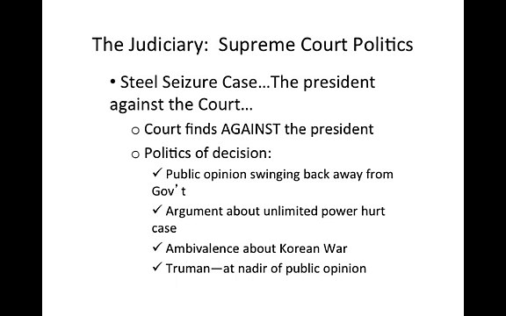Just for example, public opinion had moved sharply against the war and against Truman for pursuing this war. The administration's initial argument that the president was not limited by the Constitution really troubled a lot of Americans. And the Truman administration itself was faring pretty poorly in terms of public opinion. And this presumably gave the court the imprimatur it needed to vote against the president.